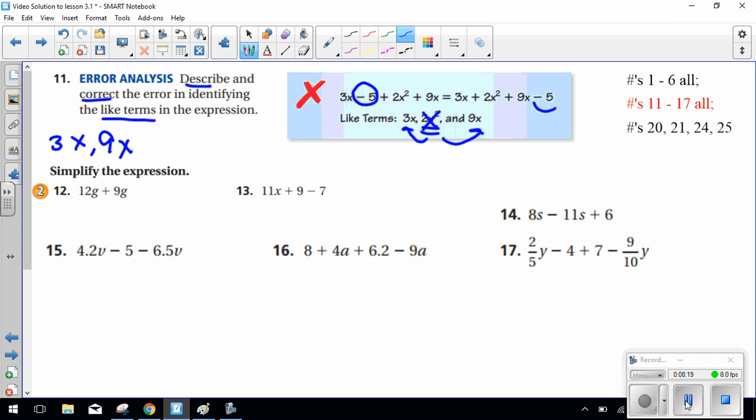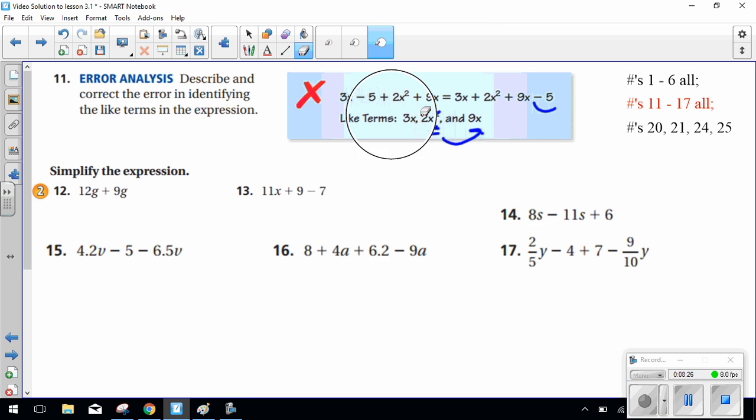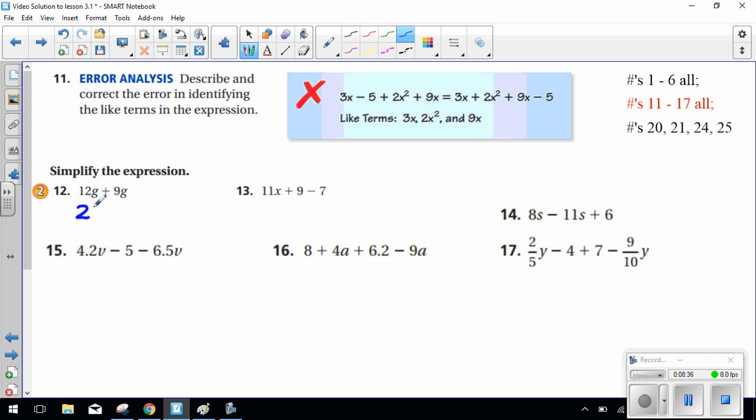Okay, let's move on to number 12. In number 12, we are asked to simplify the expression. So I can take 12g and add 9 because they both have a g to the power of 1, and I get 21g.